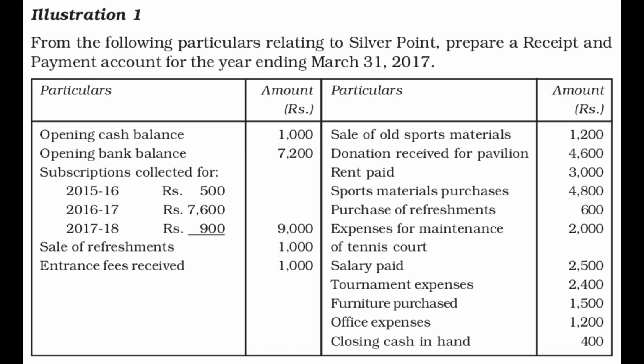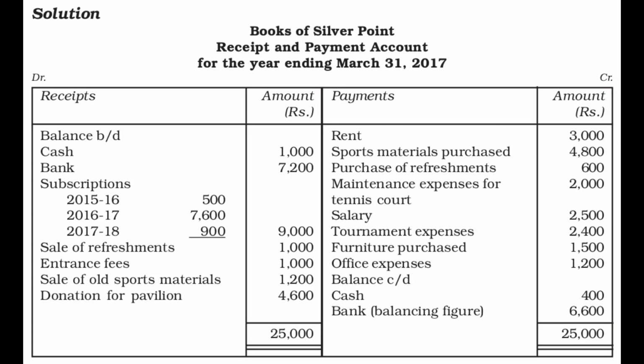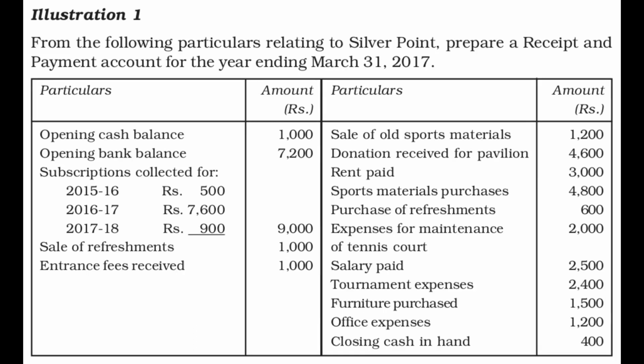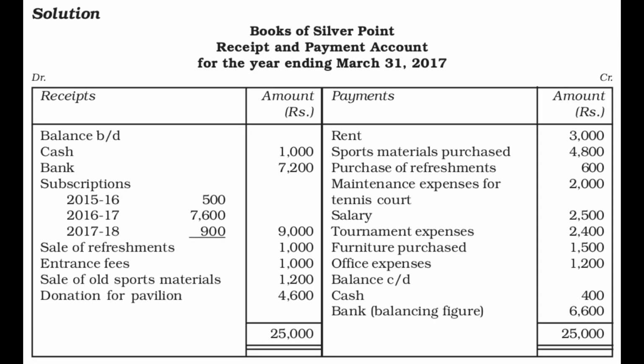Next item, it is sports materials purchases rupees 4800, also an item of payment of cash, so taken on the payment side, sports materials purchases rupees 4800. Next, it is purchase of refreshments 600, also an item of payment of cash, so taken on the payment side of the account, rupees 600.